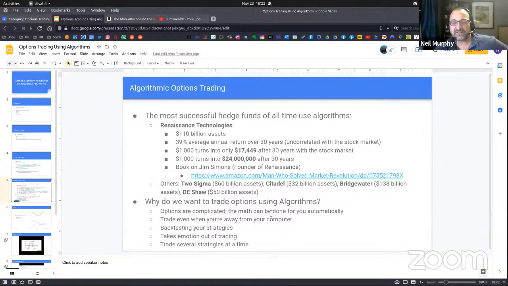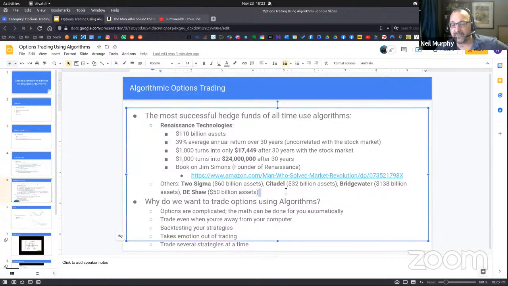So, of course, here's a list of other companies that are in the same sort of ballpark. They may not have made quite the same returns, but they're still all very successful companies. Two Sigma, Citadel, Bridgewater, have a look at them. Algorithmic trading works when it's done right and when it's done well, and it can work for individuals too. It doesn't just have to be the big companies.